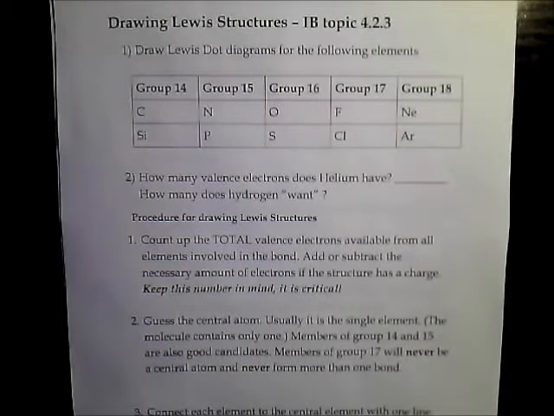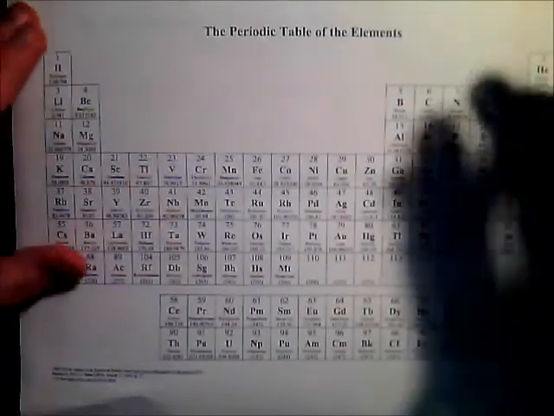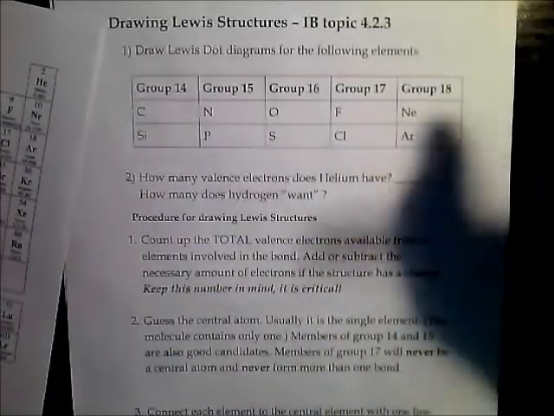Today we're going to be talking about drawing Lewis structures. And you're going to need a couple things for this video. You're going to need this page in your workbook. It looks very similar to this. Mine is slightly blown up so you can see the typing a little bit. And you're also going to want to have a periodic table handy. So let's just go ahead and jump right into it.